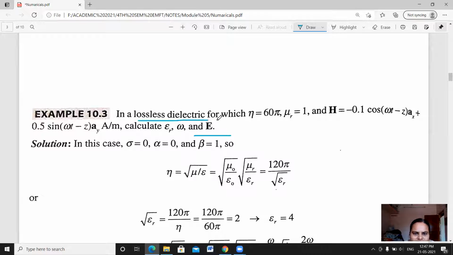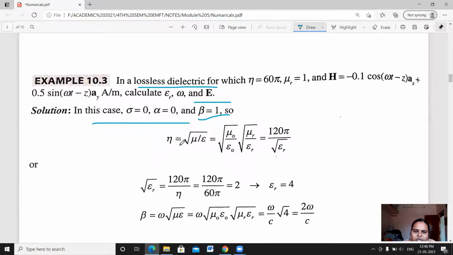In a lossless dielectric medium, you have to remember that sigma is always 0, alpha is also 0, and beta is equal to 1. Therefore, eta is equal to square root of mu divided by epsilon, that is square root of mu r divided by epsilon r. When I substitute these values, with mu r given as 1, I get the equation as 120 pi divided by square root of epsilon r.